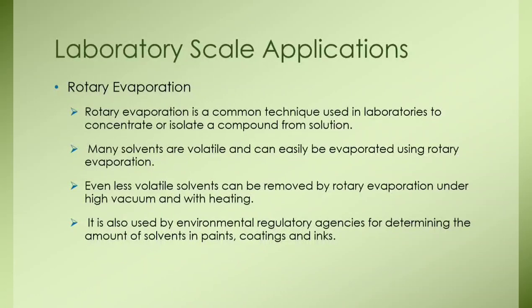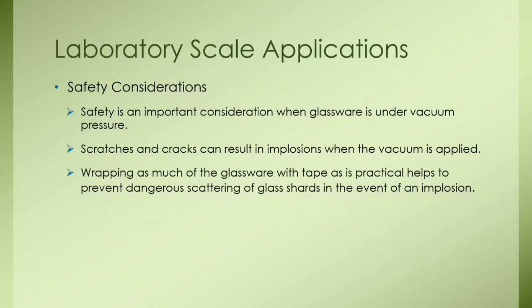It includes rotary evaporation, which is a common technique used in laboratories to concentrate or isolate a compound from a solution. Many solvents are volatile and can easily be evaporated using rotary evaporation. Even if the solvents are somewhat less volatile, they can also be removed by rotary evaporation under specified conditions, that is, high vacuum and heating. Rotary evaporation is also used by environmental regulatory agencies for determining the amount of solvents in paints, coatings, and inks.